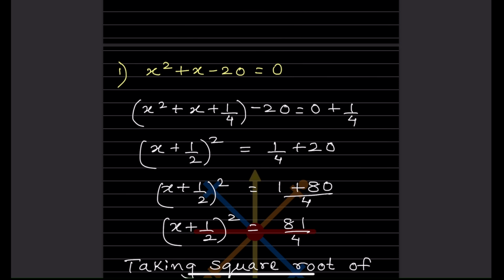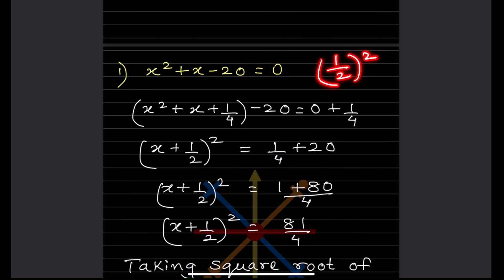Now here we have this problem: x square plus x minus 20 is equal to 0. What are you going to do by the completing the square method? You look at this: this is the x square, this is the middle term, that is the x, and this is the constant. Now we will look at the middle term. What will you do? You are going to take the half. Here you can see the coefficient of this is 1. So you are going to take half and then take the square of it.